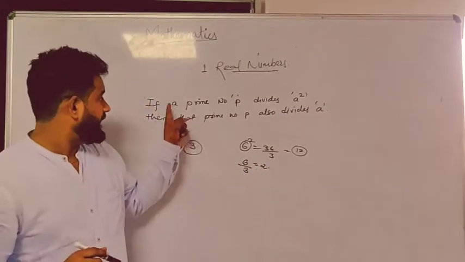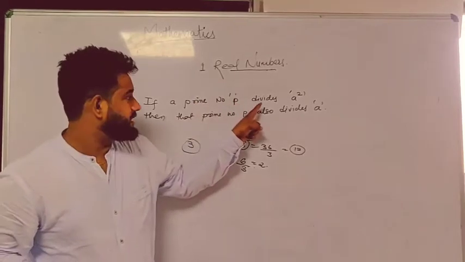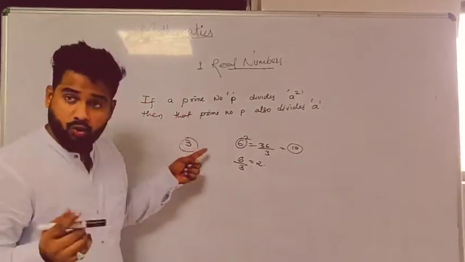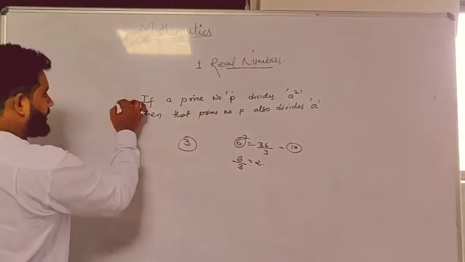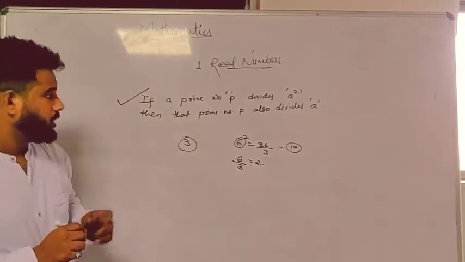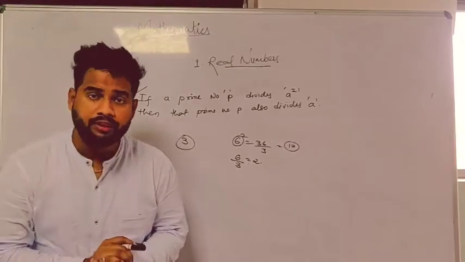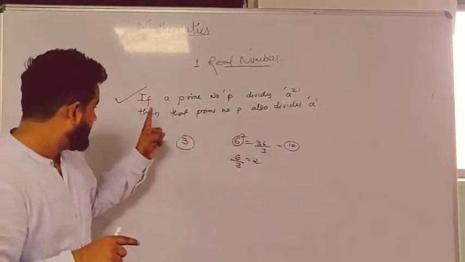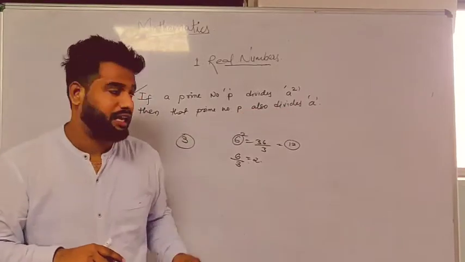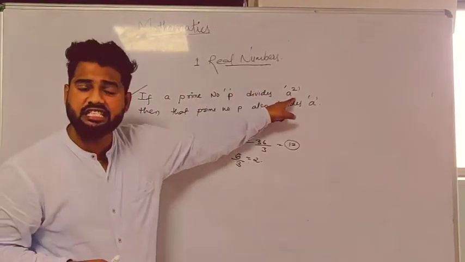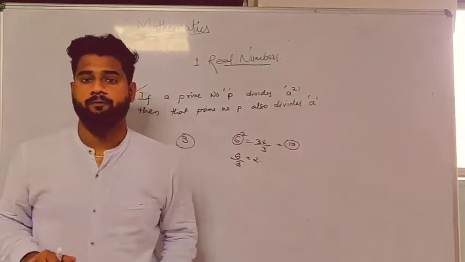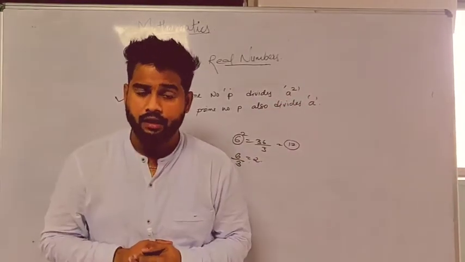So if any prime number p is dividing a square, meaning the square of any number, if this first statement is true, then this statement will also be true. That is, if p is dividing a square, then p will divide a also. That is one of the theorems you have to understand. One more thing.